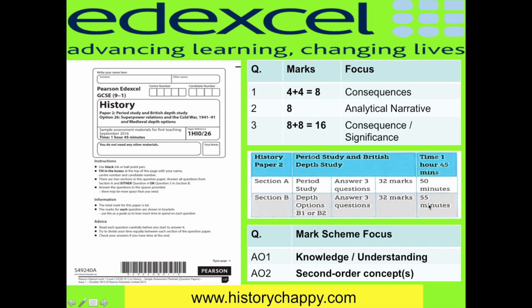Edexcel advise that you spend about 50 minutes on this part of the paper, as can be seen there. Your second half will be on your British depth study, and it's suggested you spend slightly longer to give you some time to come back and check all your answers.